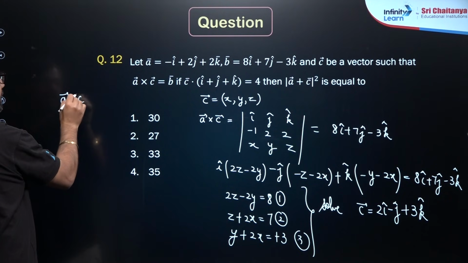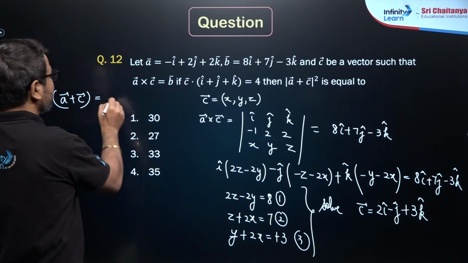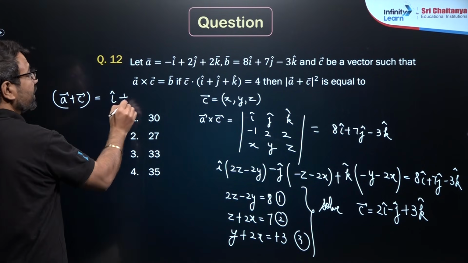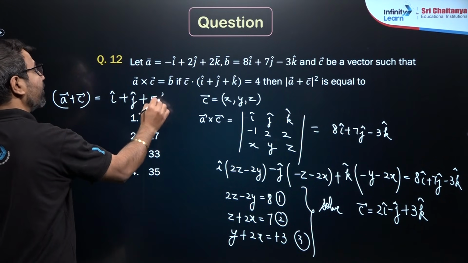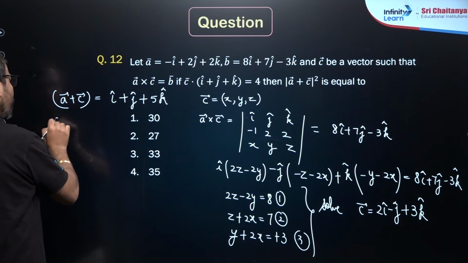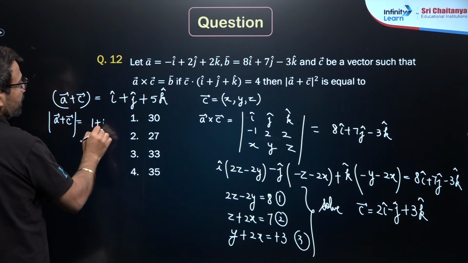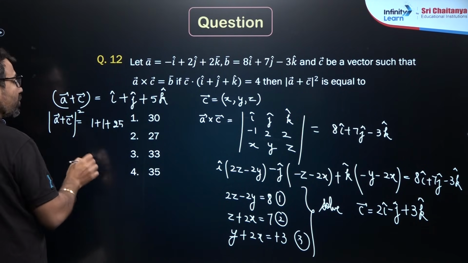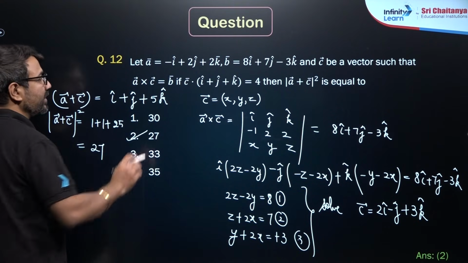So a plus c will be equal to minus i plus 2i, so that will become i; 2j minus j, that will become plus j; 2k plus 3k, so that will become 5k. And they want you to take the magnitude of this. So 1 plus 1 plus 25 with a square root. But they want the whole square, so I am not writing the square root. So the answer is option second, that is 27.